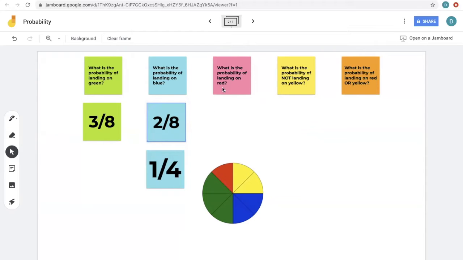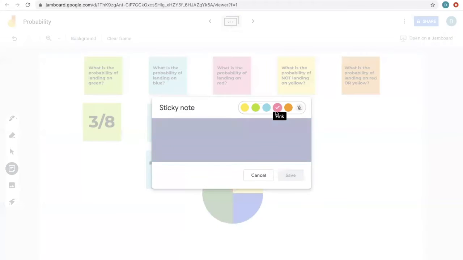What is the probability of landing on red? Well, we have 1 red slice and there are again 8. So the probability is 1 out of 8.